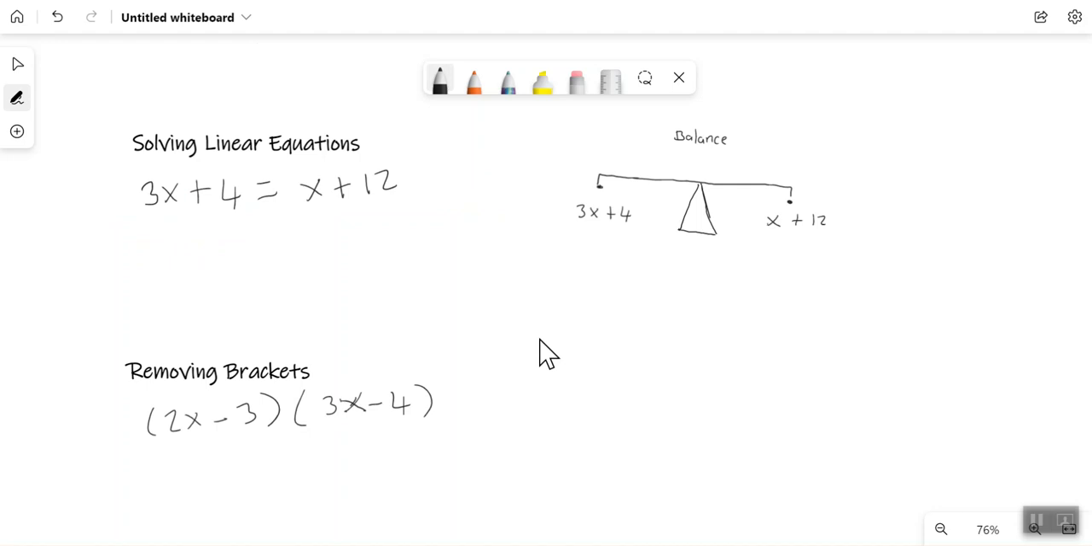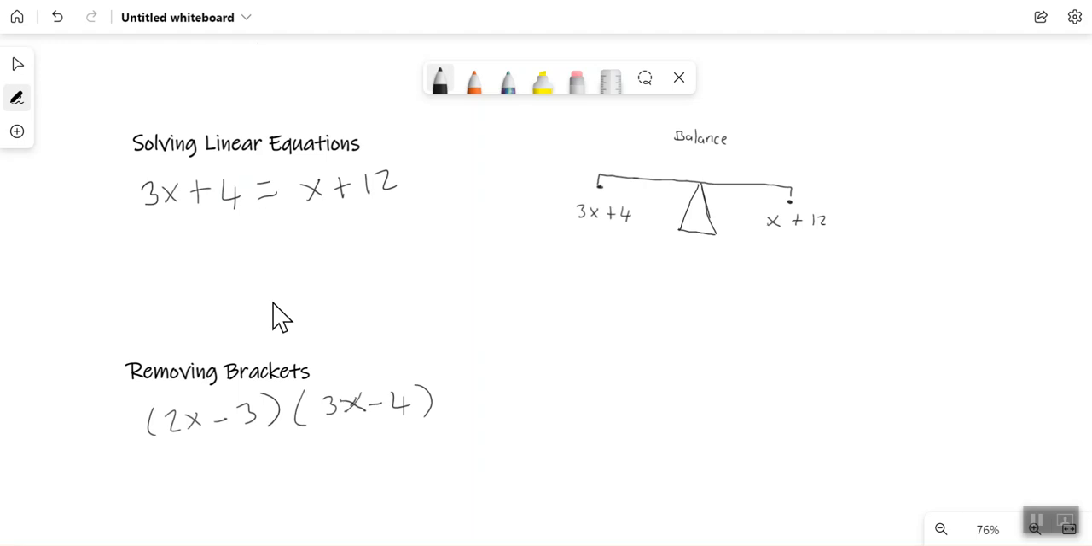So the next type of question that you need to be able to do is this part here, which is called solving linear equations. What we have here is a linear equation: 3x plus 4 is equal to x plus 12. It's called a linear equation because there are no x squareds or x cubes within the equation.